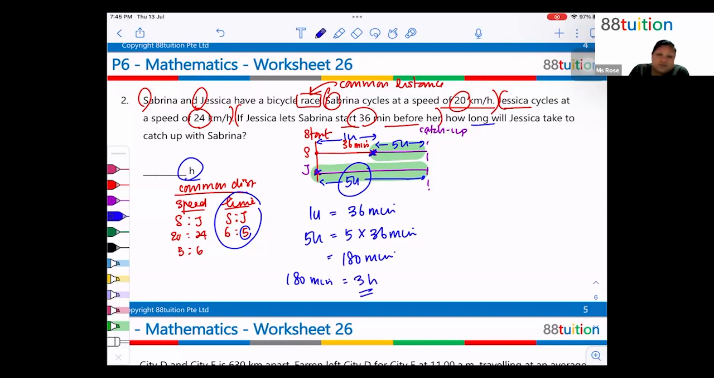Okay. Well, you can choose to convert 36 minutes straight away. 36 over 60, 36 divided by 60, will be 3 over 5. So all you need to do is take 3 over 5. If 1 unit is 3 over 5 of an hour, that means 5 units will be 3 over 5 times 5 to give me 3 hours. So both will give you the same answer.